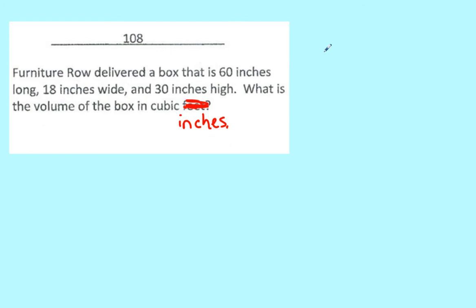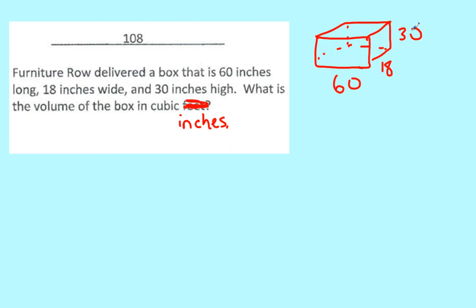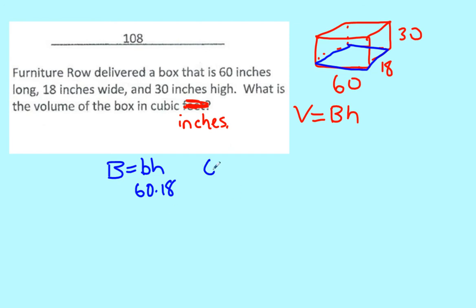Okay, delivered a box. So we need a box. So box is a rectangular prism. And there it is. Okay, 60 inches long, 18 inches wide, 30 inches high. Alright, volume of a prism, area of the base times height. So the area of our base, if we want to say our base is this bottom rectangle here, we would just say area of the base is base times height, or 60 times 18. So we just do 60 times 18.